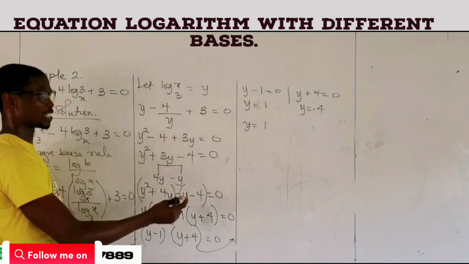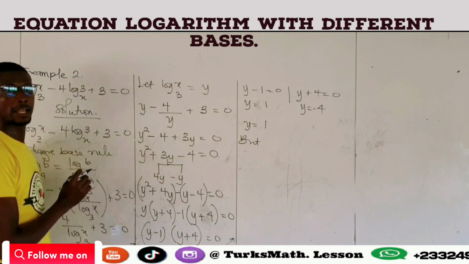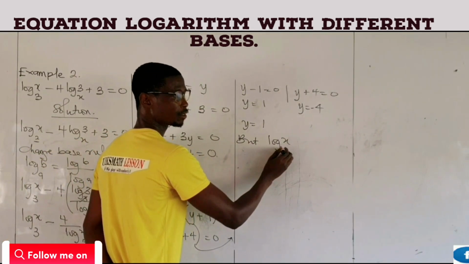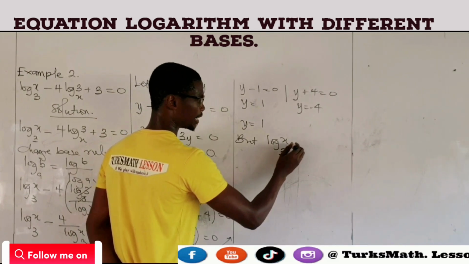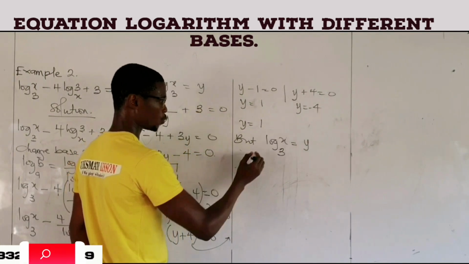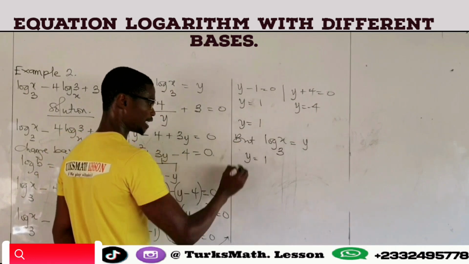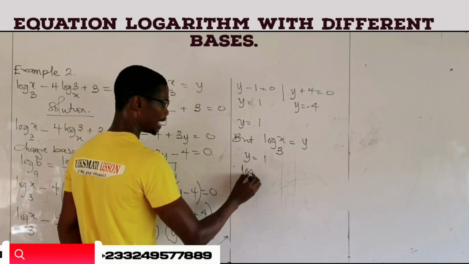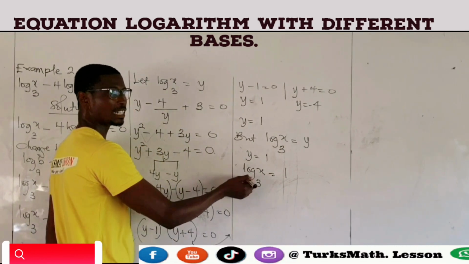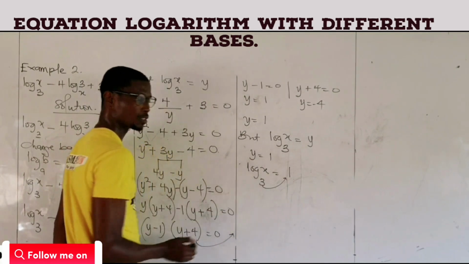So the next thing to do is, you say, but log x base 3 is equal to y. So what's the value of y? 1. y is equal to 1. Are we together? Yes. So you are going to put in. So you are going to have log x base 3 equals 1. So I told you indices. Express this as indices to take out the log. Just push this. Do you understand?